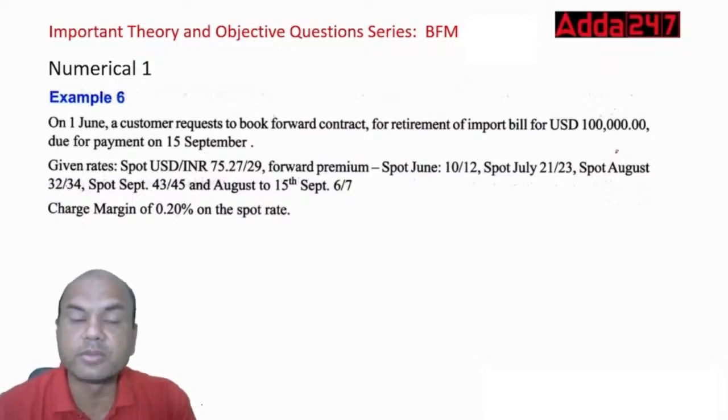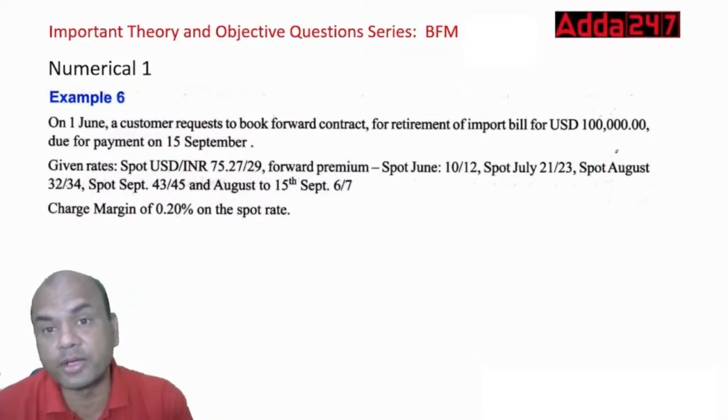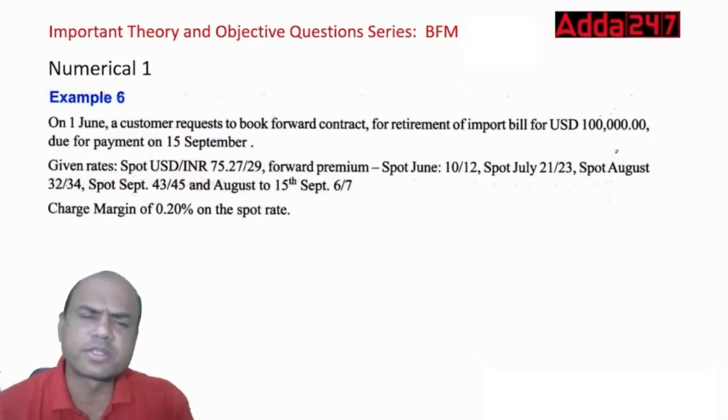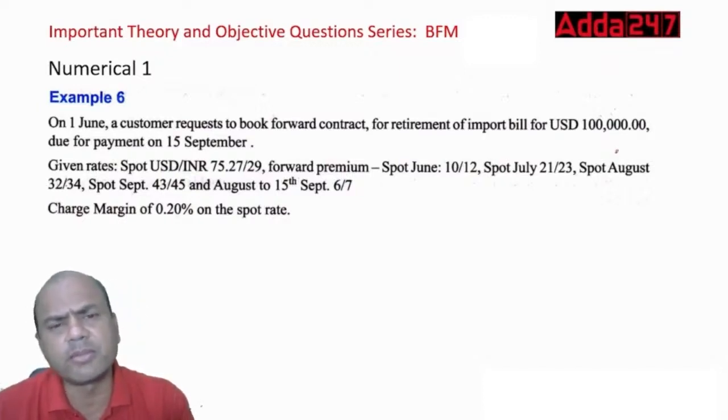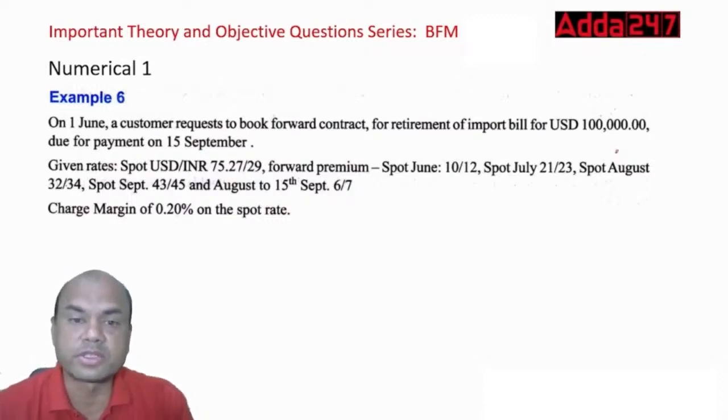So how to solve this numerical? Such a big numerical. This numerical will be for 5 marks. They'll ask you various questions in this. There can be many questions which can be asked from this. But once you are clear in the concept, you can definitely solve all the questions. So firstly, what is the forward contract?